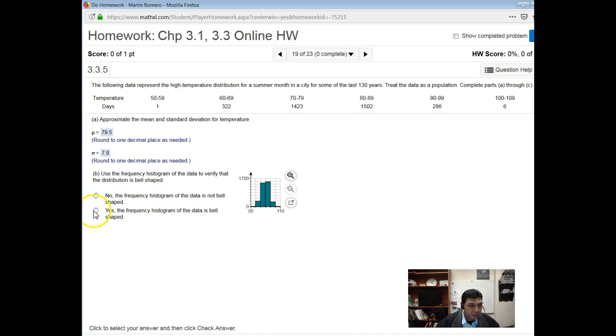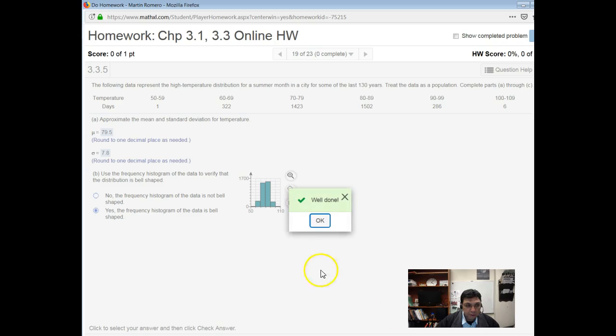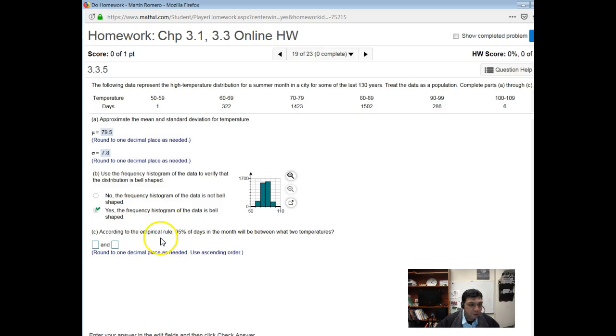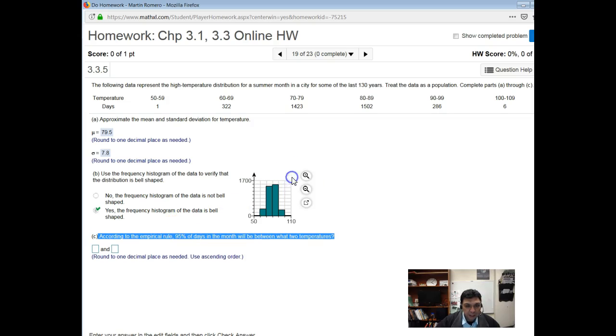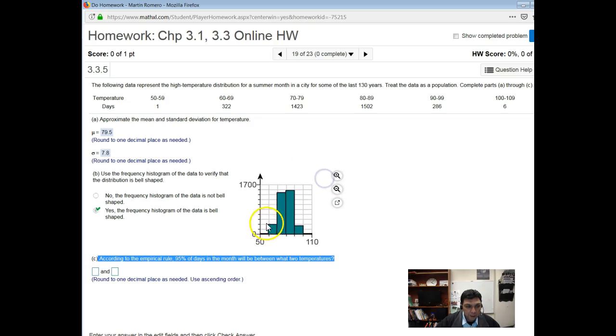This looks bell-shaped, so we're good there. Check. Then this question C, we didn't get to in the lecture, so this is going to be hard to understand in class. But what you're doing is the 95% rule, which says that 95% of the data would be within 2 standard deviations of the average. What you would do is take 79.5 and then add 7.8 to it twice.